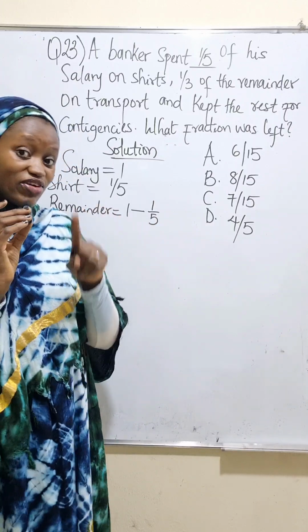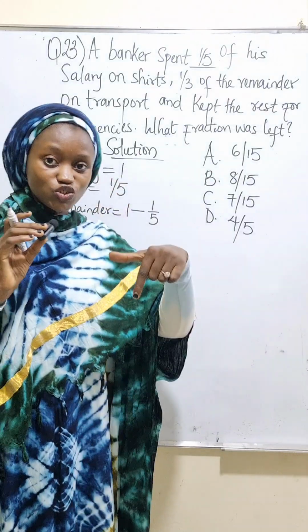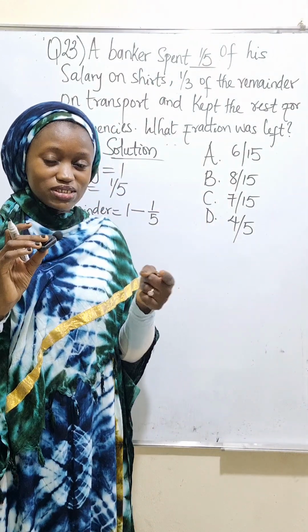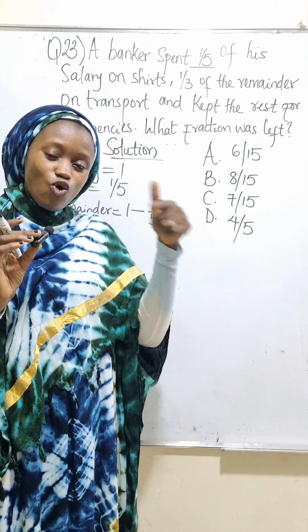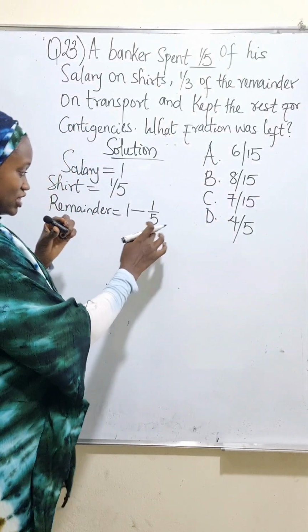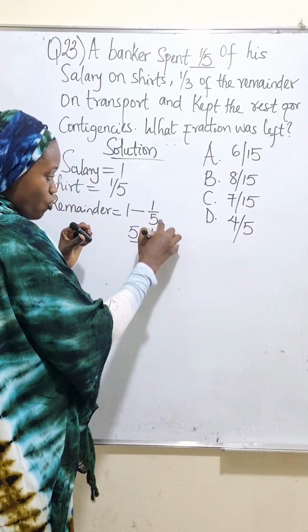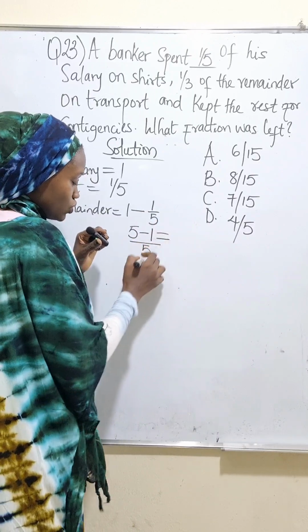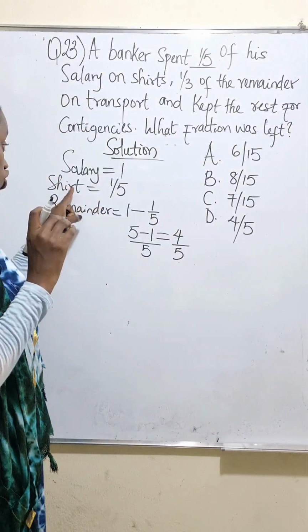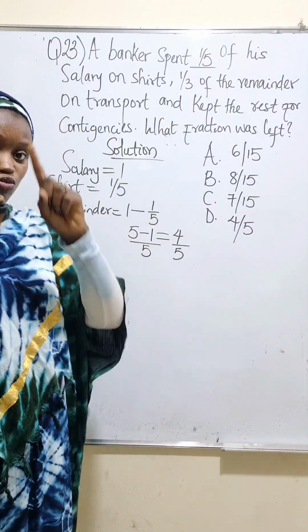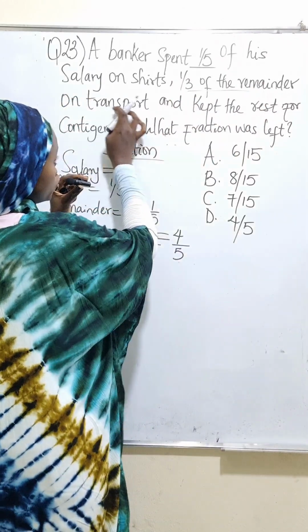Remember, in one of my videos, I explained a fraction of this nature. If you have a fraction and you're subtracting it from 1, what happens? It becomes the denominator minus the numerator over the denominator. So this becomes 5, the denominator, minus the numerator, which is 1, over the denominator, which is 5. So 5 minus 1 gives us 4, so we have 4 over 5. After spending money on the shirt, what he has left is 4 over 5.